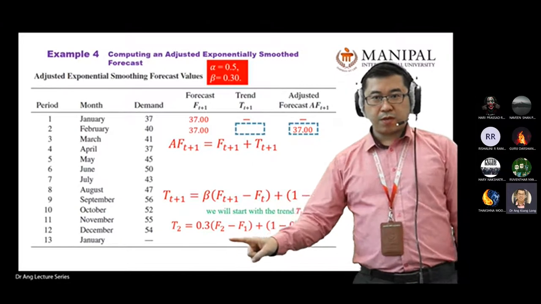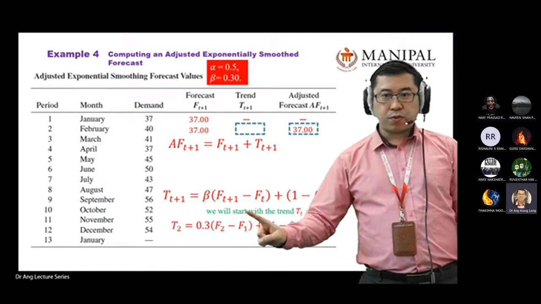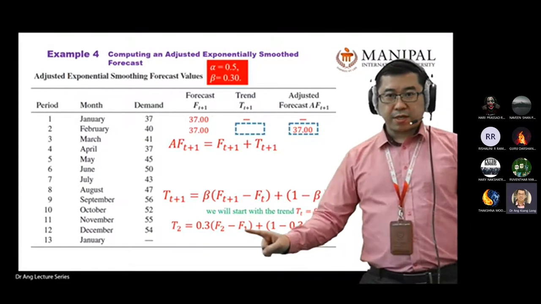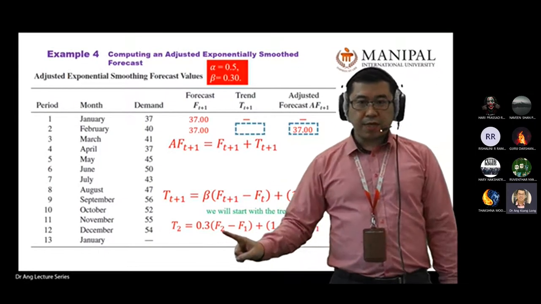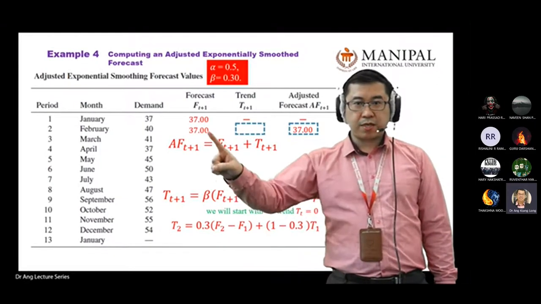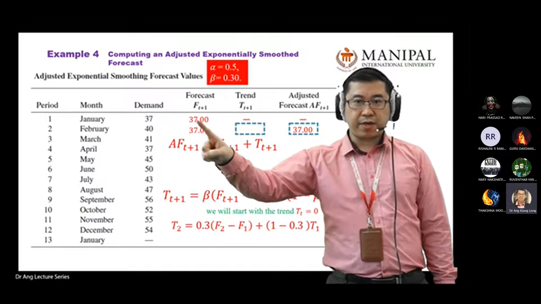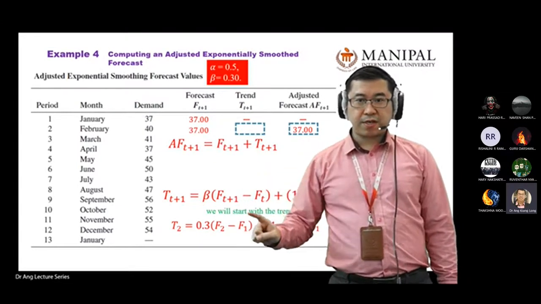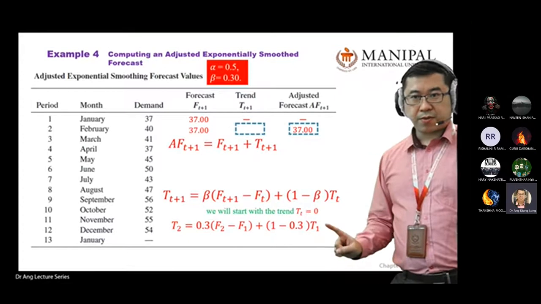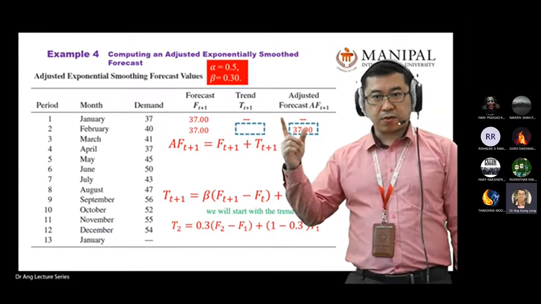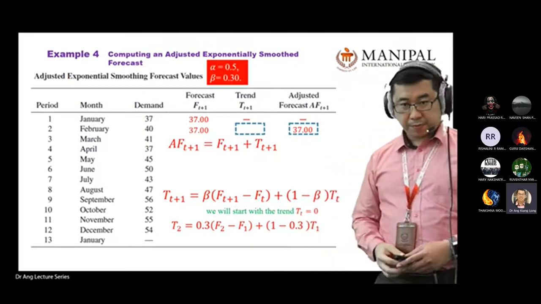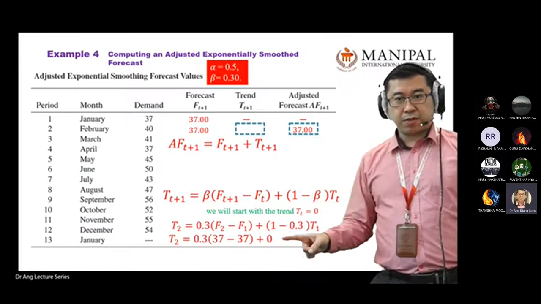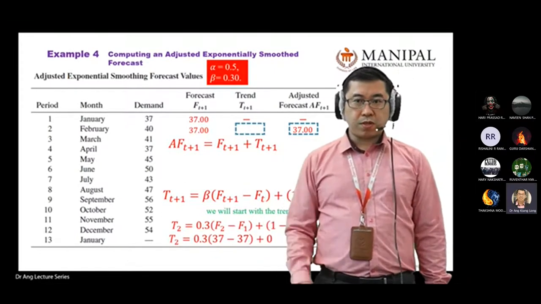So T2 equal 0.3 (F2 minus F1), plus (1 minus 0.3) T1. Okay, so from the table itself, what is F2? Where do I find F2? Here. This is F2, this is F1. So substitute 37 here, 37 here, 1 minus this one. What is your T1? T1 is this one. You don't have T1, so 0. Okay, so this basically 0 plus 0. So your trend number 2 value is 0.